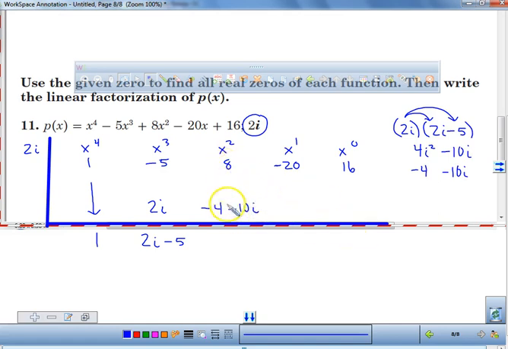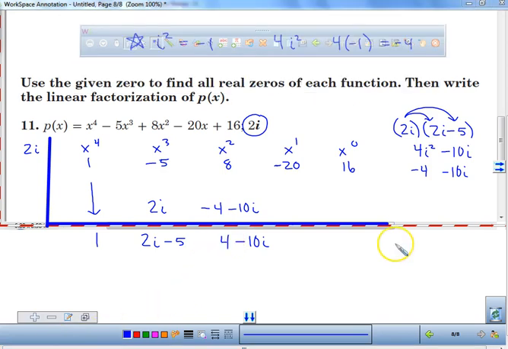Now what combines here that are like terms? 8 and a negative 4. So what is 8 minus 4? 4. So put 4 minus 10i. Because 8 minus 4 is 4. All right, if you need to pause the video and rewind it multiple times, please do so. All right, so here we go.